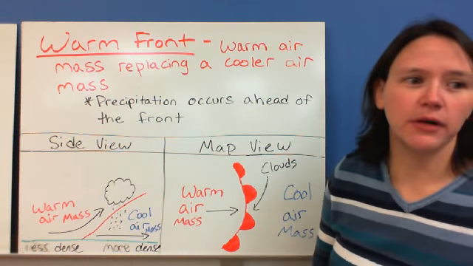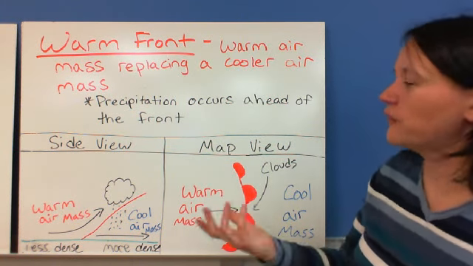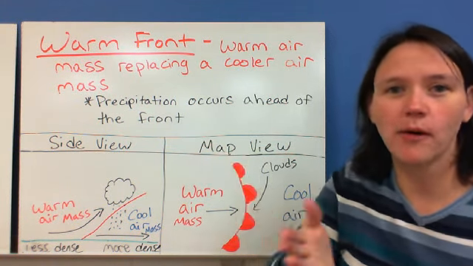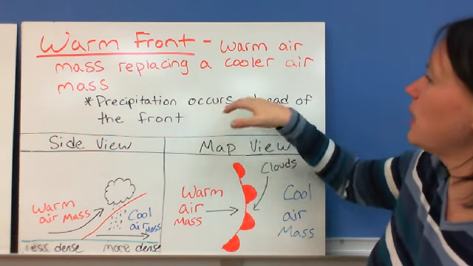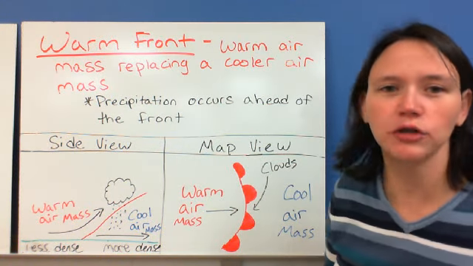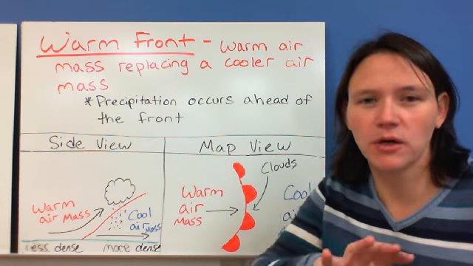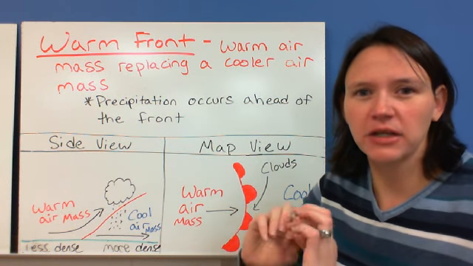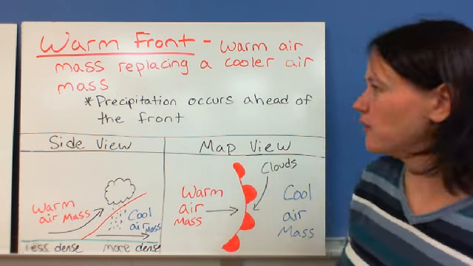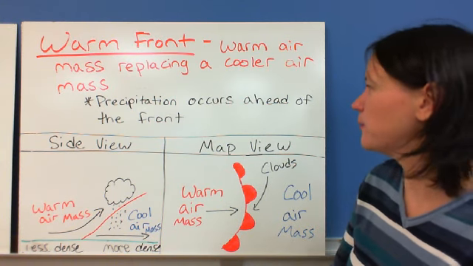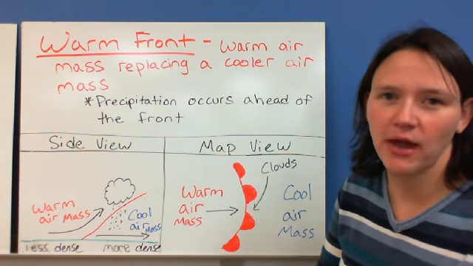The first front we'll look at is a warm front. And just like it sounds, it's the front of warm air. So you've got warm air that's replacing a cooler air mass. The warm air is coming through and it's kind of pushing that cooler air out of the area. And you're going to end up with some precipitation ahead of that warm front.